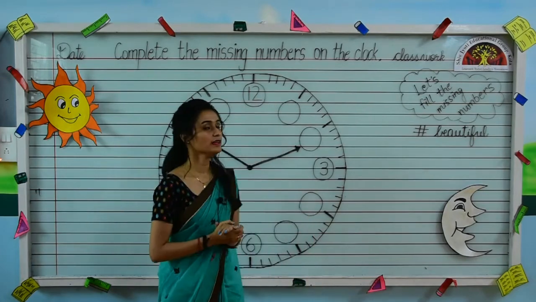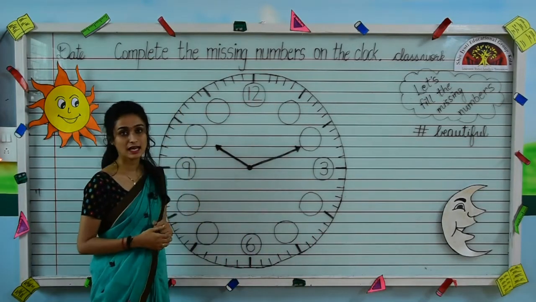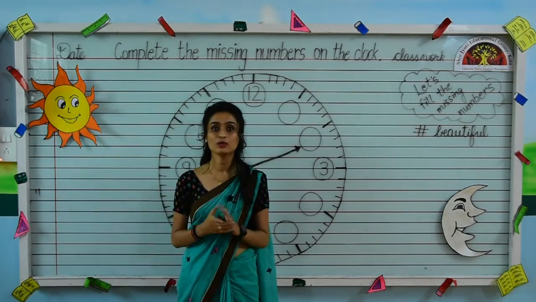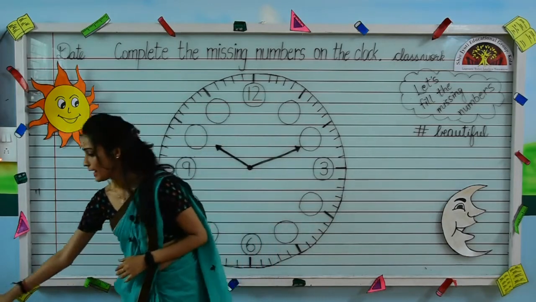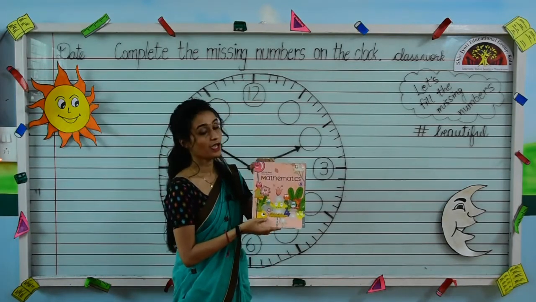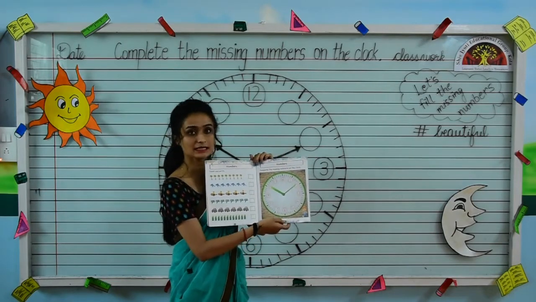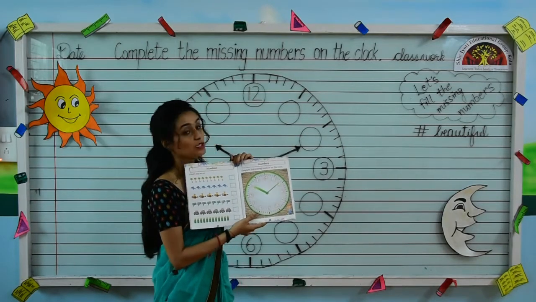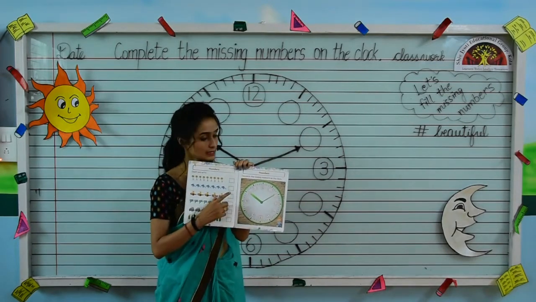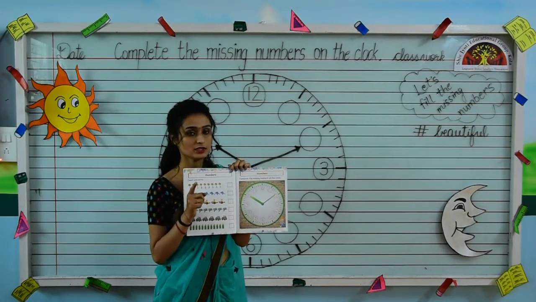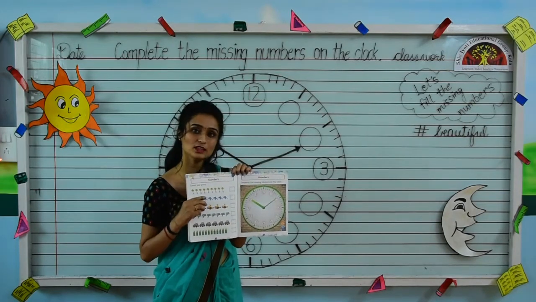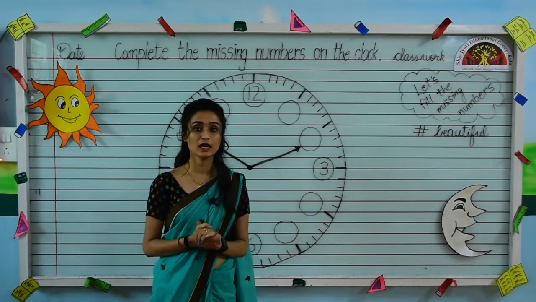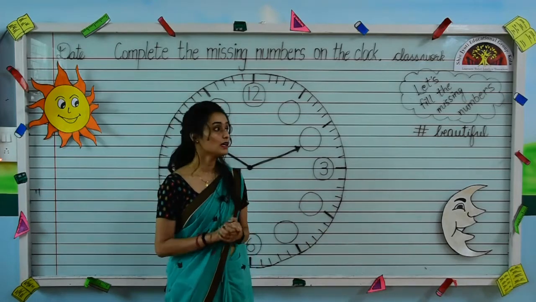So kids, today we are going to do a maths exercise, which is complete the missing number on the clock. For this, kindly take out your maths book and open your page number 13. Here you will see one big clock. Take out your pencil, sharpen your pencil, and do not forget to mention the date and the classwork on the top, okay. So kids, before starting with our maths exercise, let's see one clock.